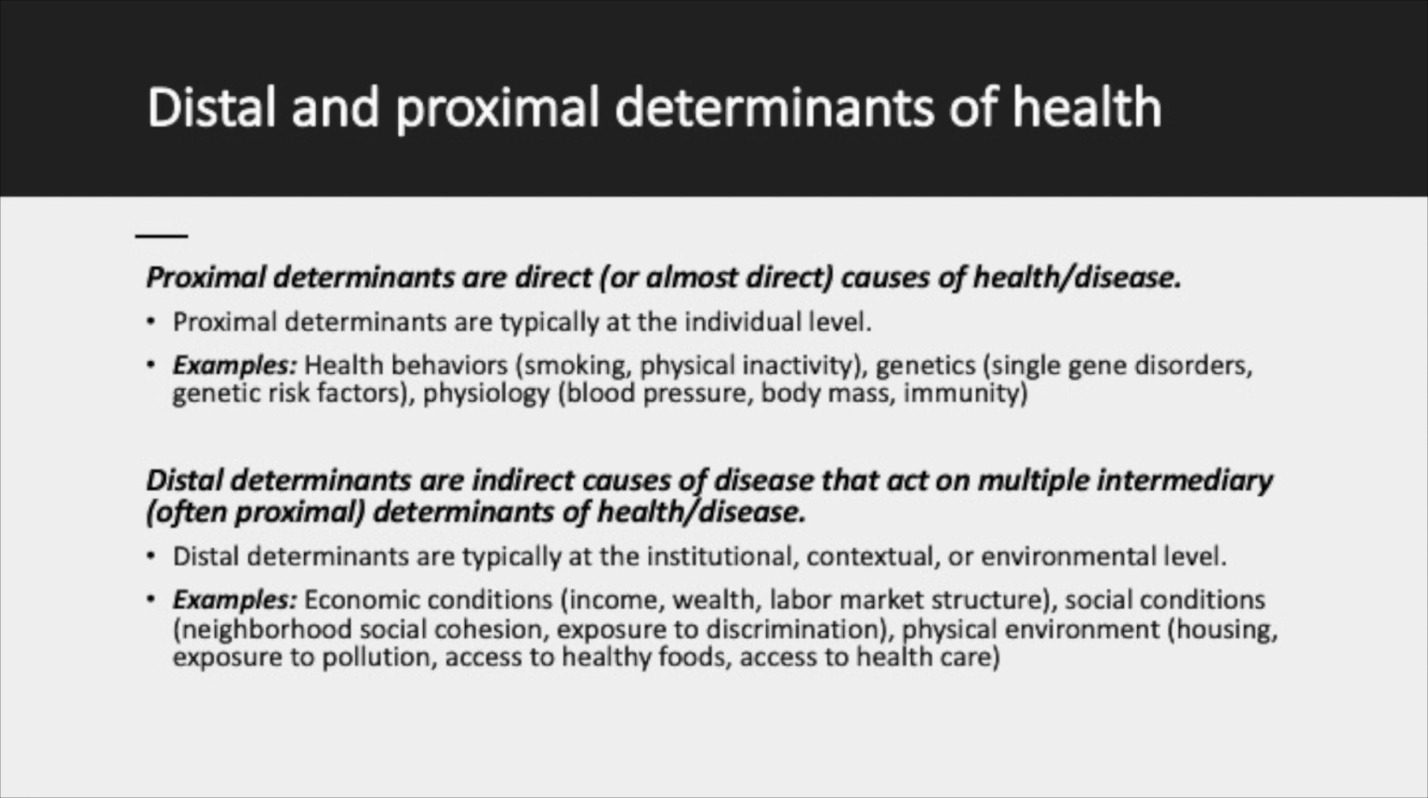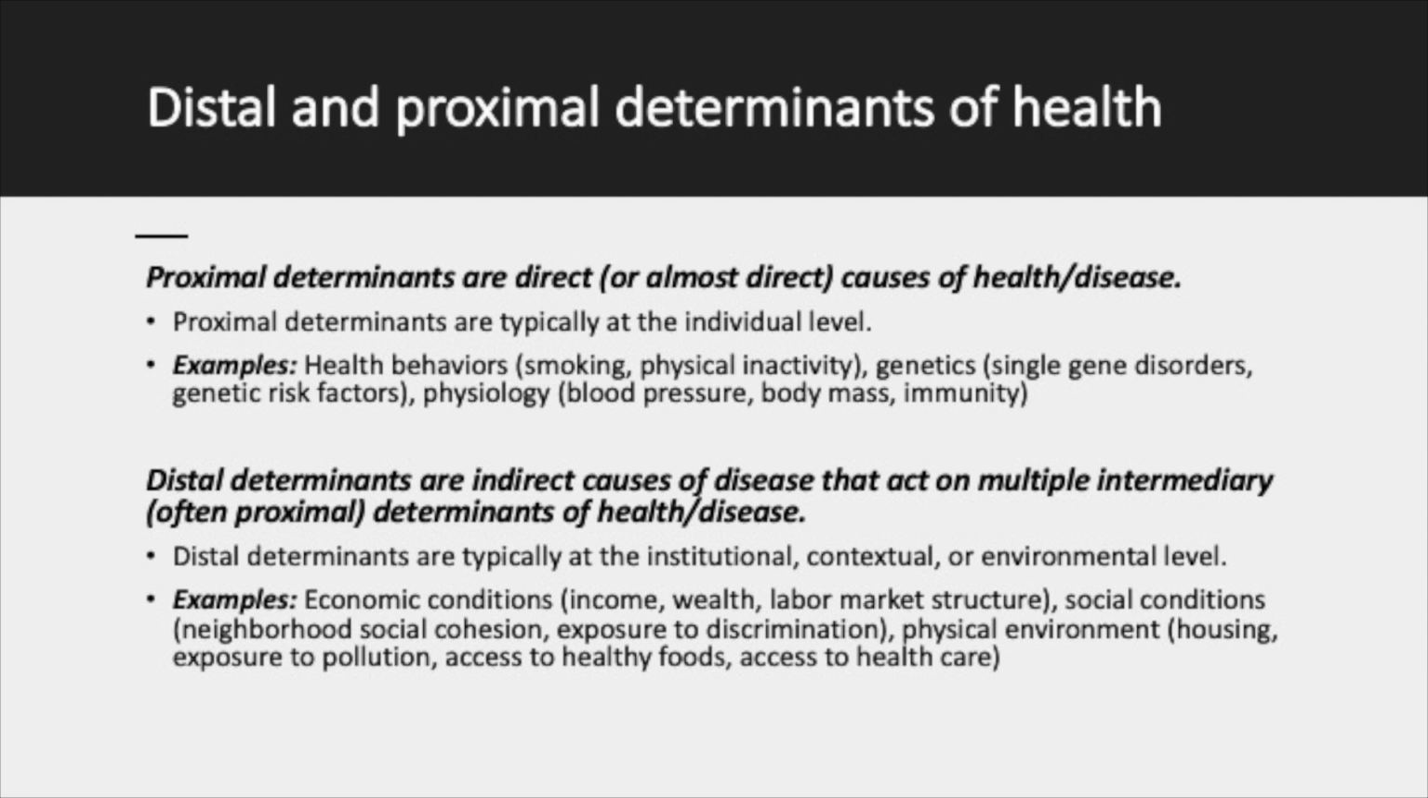On the other hand, and this is more where the social determinants come in, we might think about the distal determinants of health. And these are indirect causes of disease that act on potentially multiple intermediary determinants. So again, those intermediate outcomes from that previous figure. Distal determinants are typically at the institutional, contextual, or environmental level. This is really our focus for the social determinants of health.